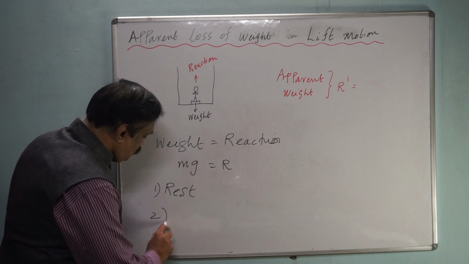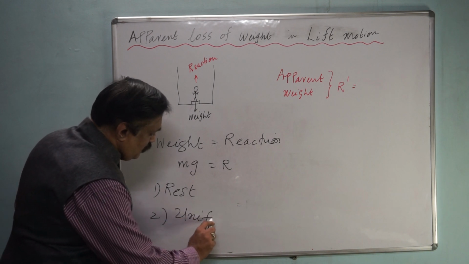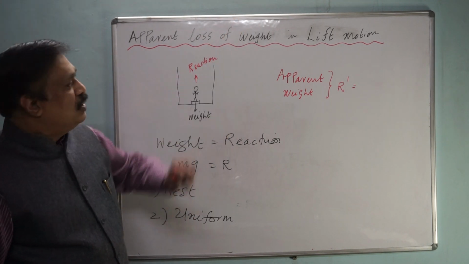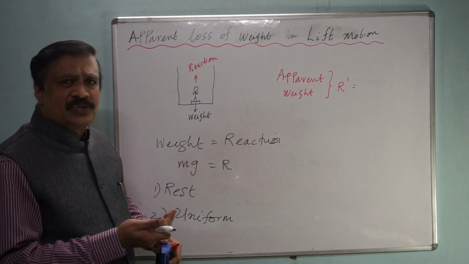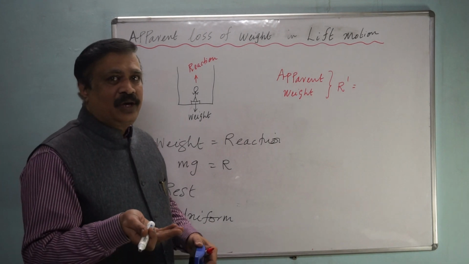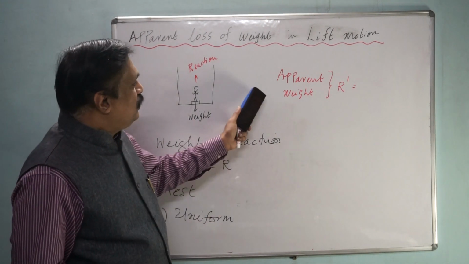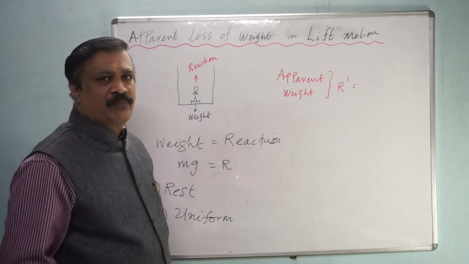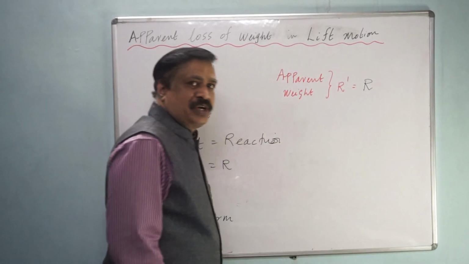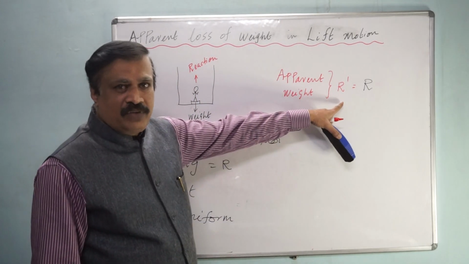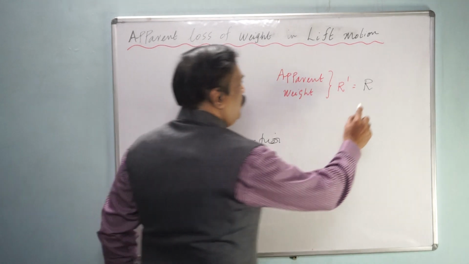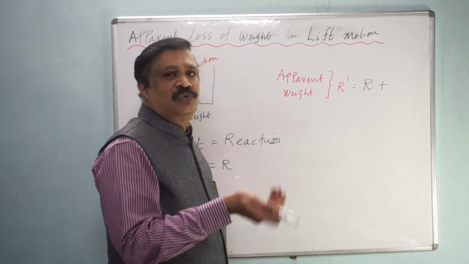Now the second one is uniform motion, uniform velocity. When the lift is moving with uniform velocity, why are we taking this? Because it is in motion. In motion means there may be acceleration, then there may be additional force. Therefore we are deriving one simple formula only. Apparent weight R dash equal to actual reaction R, plus any other external force acting on it.